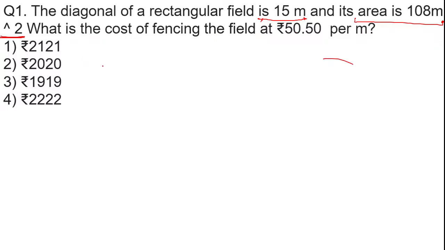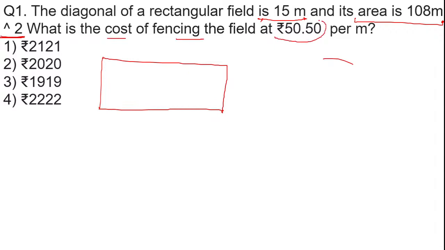So you have to understand that there is one rectangular field and we have to fence it. Basically we do the fencing for certain reasons, so that animals don't get inside the fenced ground. They have given us the cost for the fencing, that is 50.50 per meter, as well as the diagonal, that is 15 meter. So we have to find the cost of fencing this particular rectangular field.